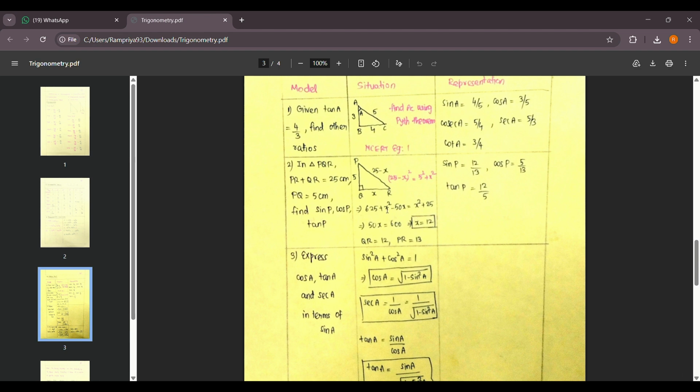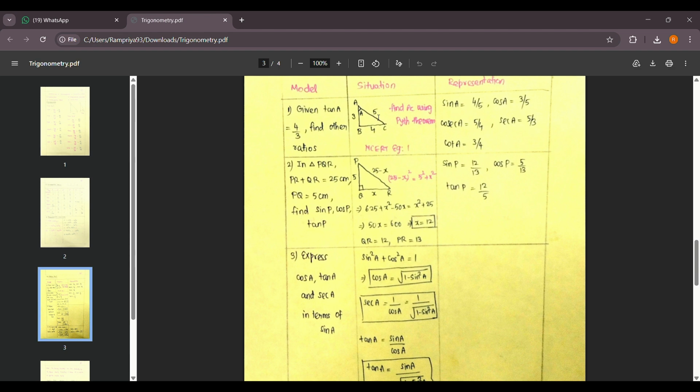Tan A is 4 by 3. So draw the diagram. You know that tan is opposite side by adjacent side. What is A's opposite? A's opposite is BC. So write 4 here, and A's adjacent is AB. So write 3 here. By using this, you can find AC using the Pythagoras theorem. AC will be 5. Now you can find the other ratios. Sin A is 4 by 5, opposite side by hypotenuse.